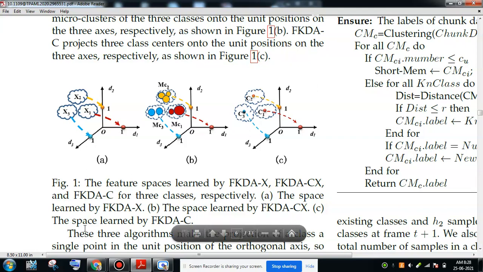And the last one is C, the space learned by C. Here they first find a class and take out the class center. By using this center they try to find the novelty of new classes, that is, the instances coming into this class. So these are the three main concepts you should understand about these three algorithms. FKDAX uses the novelty concept of factorization-free kernel discriminative analysis, the second model uses microclusters, since CX means microclusters, and C uses the centroids.